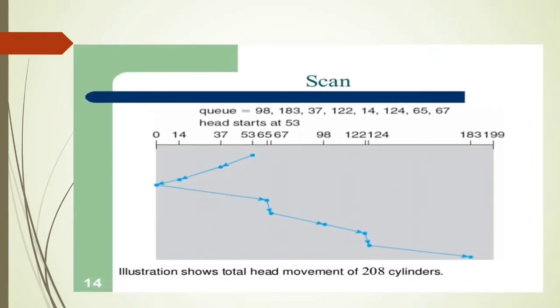Here in this picture we can see clearly how it starts from 53 and moves toward the other end until 0, then it moves to the other extreme end, called 183. Then again it will be traveling all the way. So this is the concept of SCAN.